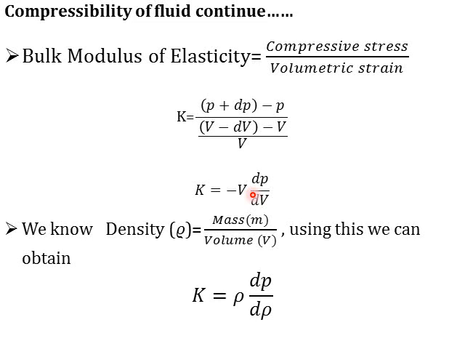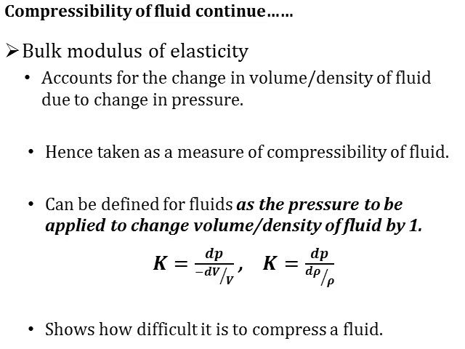We know that the density is mass divided by volume, and using this we can replace the volume terms and obtain the equation as shown. That is K is equal to rho into dP by d rho. From the equation, we see that the bulk modulus of elasticity of the fluid can be used to account for the change in volume or density of the fluid due to change in pressure. Hence, the bulk modulus of elasticity is taken as a measure of compressibility of fluid.